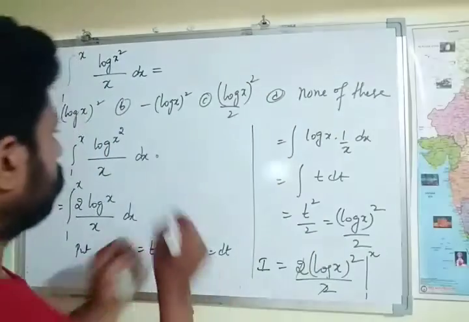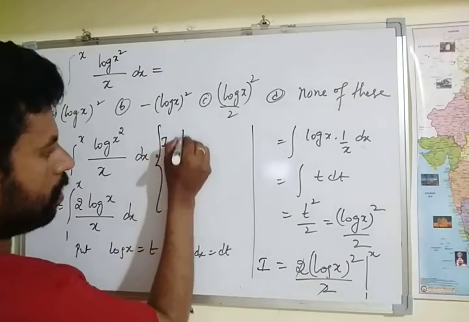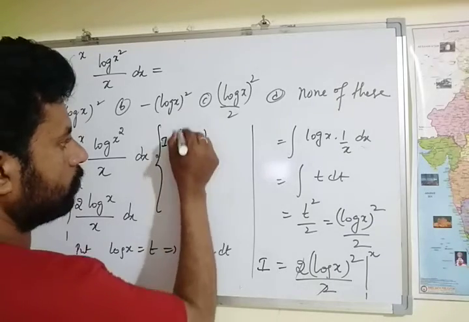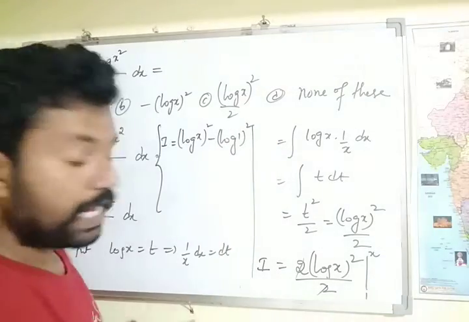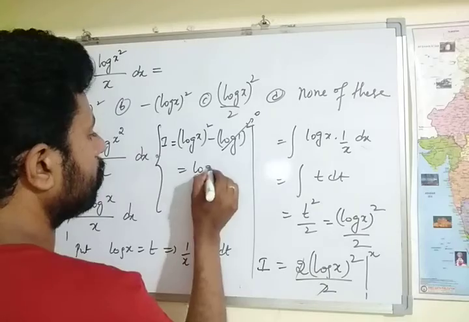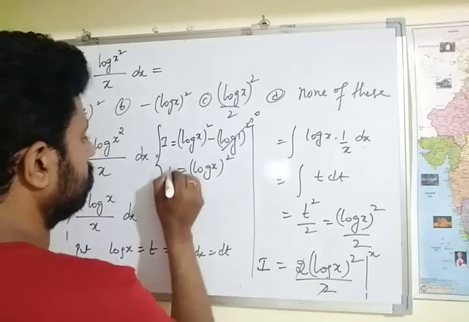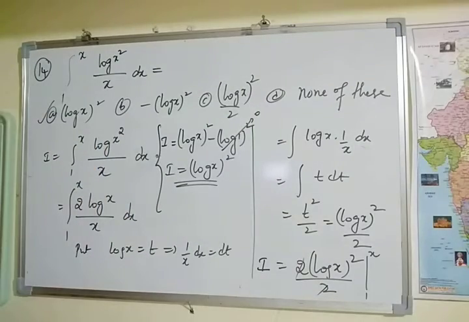Now I is equal to (log x) whole square minus (log 1) whole square. Log 1 is 0, so this term becomes 0, and the result is (log x) whole square, which is the required solution. Option A is correct.